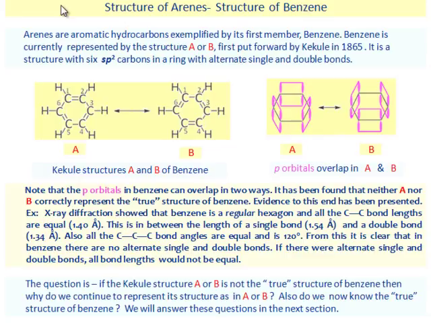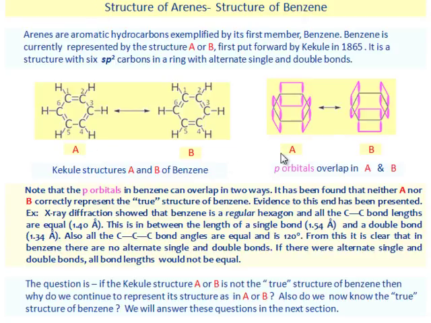Structure of arenes. Structure of benzene. Arenes are aromatic hydrocarbons exemplified by its first member benzene. Benzene is currently represented by the structure A or B, first put forward by Hückel in 1865. It is a structure with 6 sp2 carbons in a ring with alternate single and double bonds.